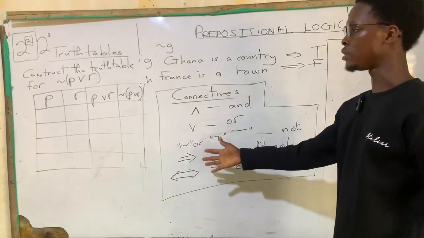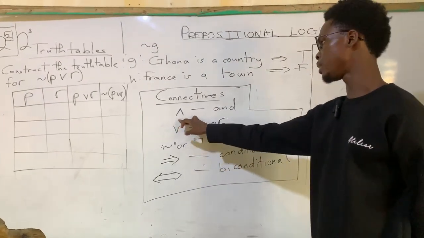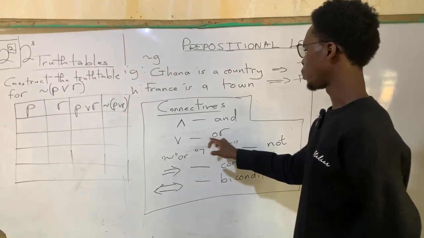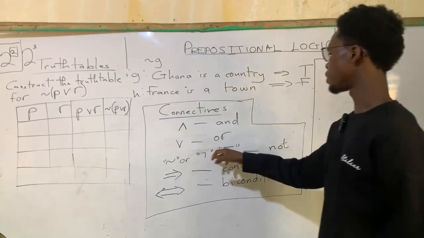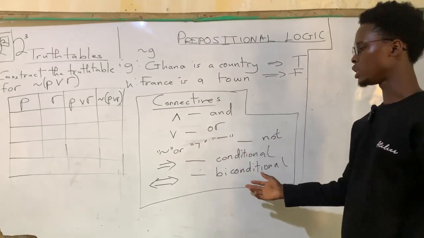So we have the connectives. These are 5 connectives you need to know. We have the and, right, which looks like this. Anywhere you see this, that is the and. We have the or, which looks like that. We have these 3 signs representing the not, which is also the negation, right? Then we have the conditional.